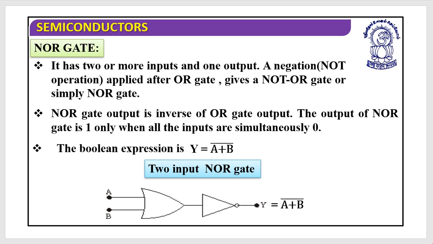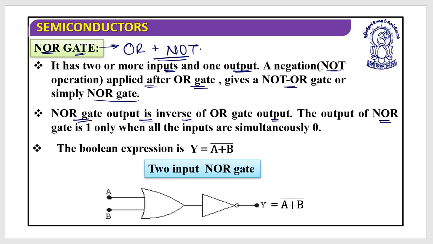Let's begin our discussion with the NOR gate. Basically this is the gate which we can say is OR plus NOT. So this is not new to us. This is basically the combination of the OR and NOT gates. So it has two or more inputs and one output. A negation applied after the OR gate gives a NOT OR gate, or simply we can say it's a NOR gate. The NOR gate output is the inverse of the OR gate output.